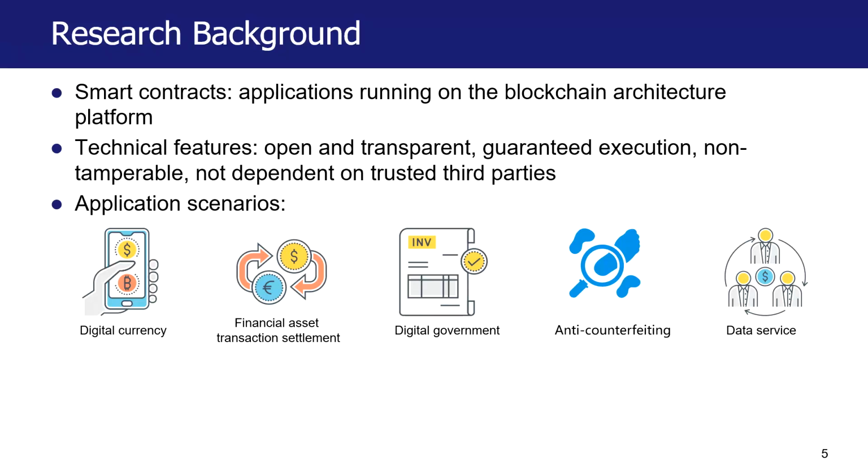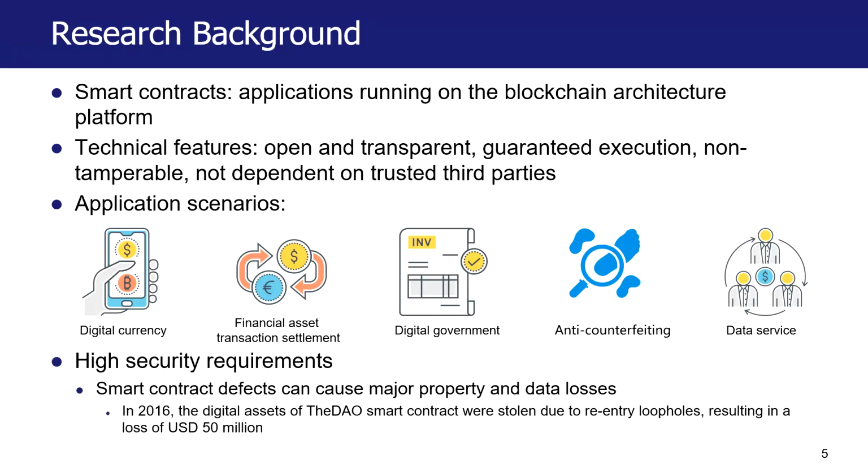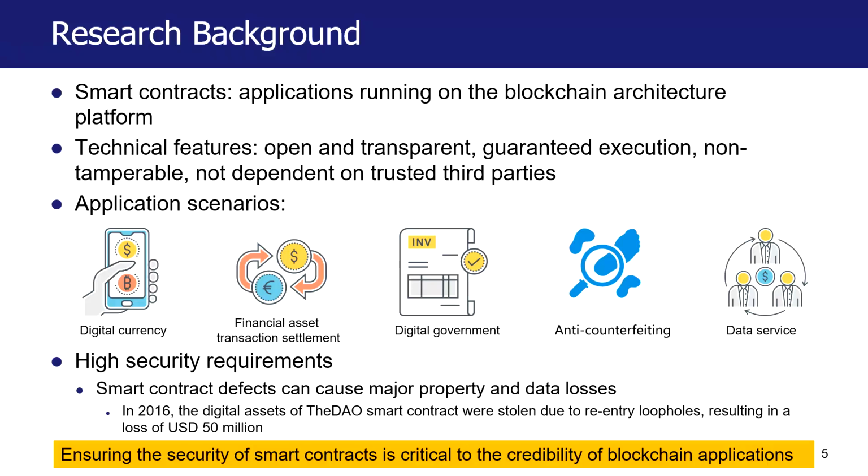We can also see that the applications are quite broad. They cover digital currency, financial assets, transaction settlement, digital government, anti-counterfeiting, and data services. So there is also a high security requirement. A smart contract defect can cause major property and data losses. There are many examples that happened before. Ensuring the security of smart contracts is critical to the credibility of blockchain applications.